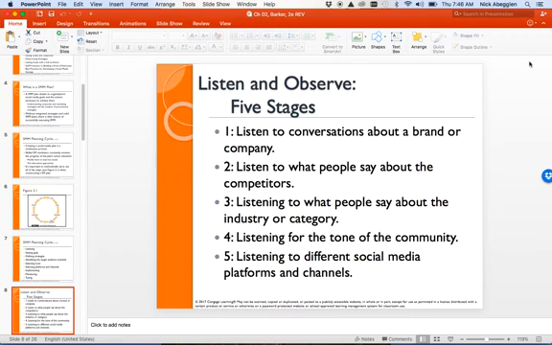And then finally, number five, listening to different social media platforms and channels. So accessing multiple social media channels helps identify where the target audience hangs out and what they do there. So the participants on Facebook are going to be a different audience than those on Twitter or those on LinkedIn. LinkedIn is much more professional. Facebook is much more social and less formal. So each social media channel has its distinctive audience. So again, the target market comes into play when we talk about the different social media platforms.